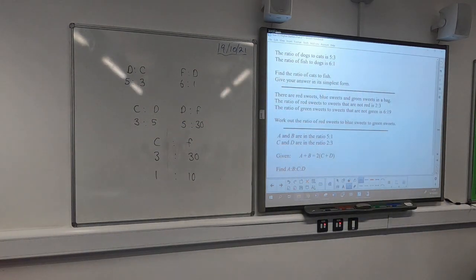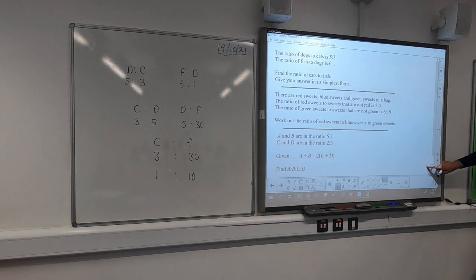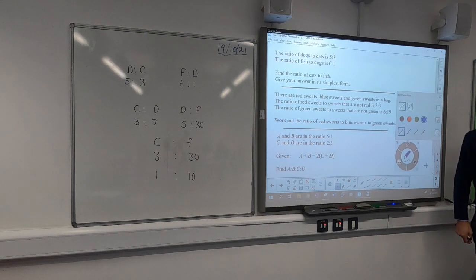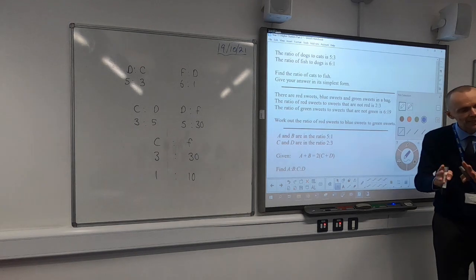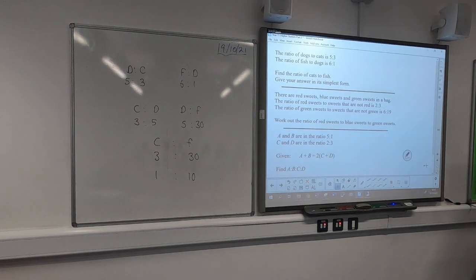Any questions? Okay, right, let's do the second one then. So if I've got a ratio of red sweets to ones that aren't red, so basically the reds and all the others, of 2 to 3. Callum, what fraction is red? 2/5. 2/5. It's really important that you can see that, not 2/3.